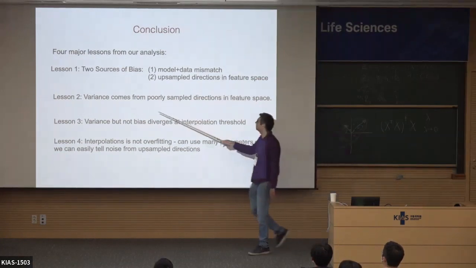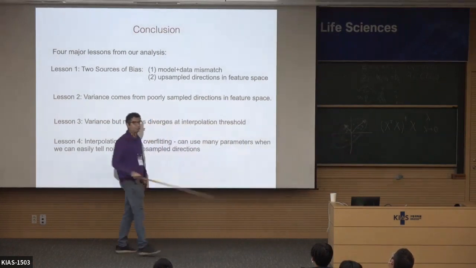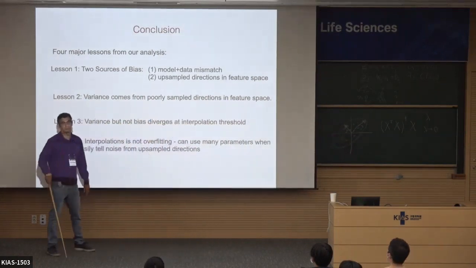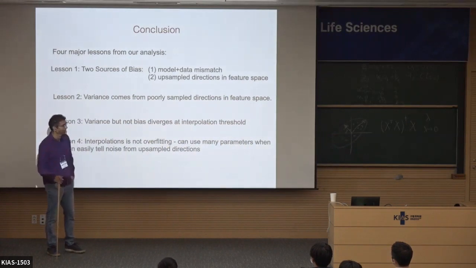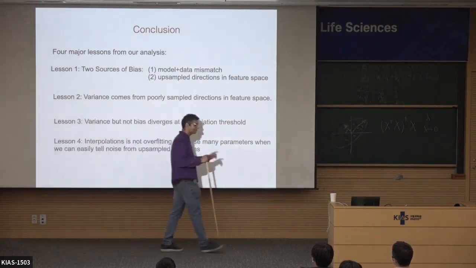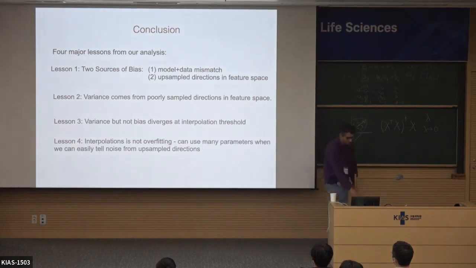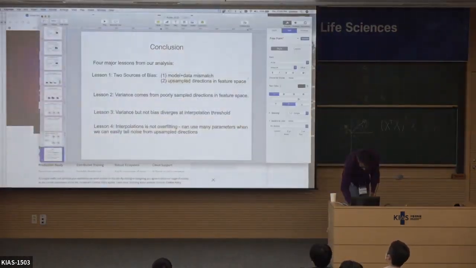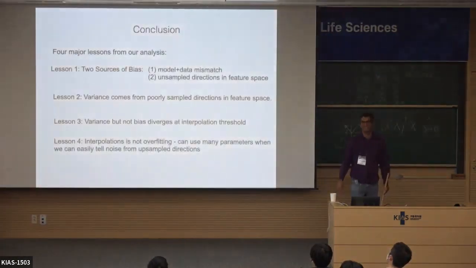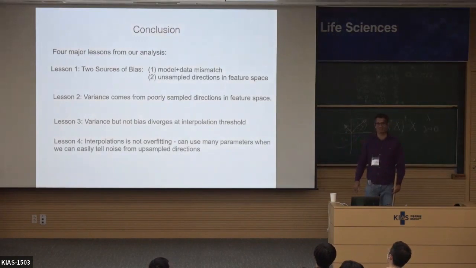Lesson two is that the variance comes from poorly sampled directions in feature space. Oh, it should be unsampled. It's a good point. I should just fix it now before I forget. It's bad when your typo actually becomes the opposite meaning of what it's supposed to be. There you go, unsampled, right?